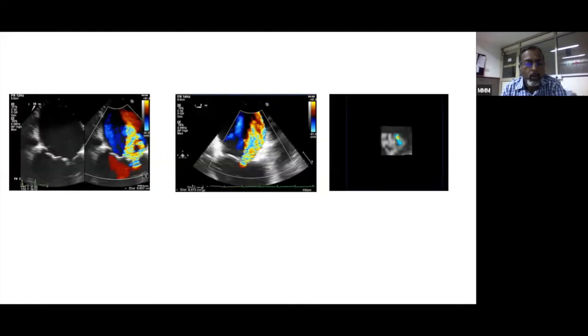So you should be able to see all three components, that is, below the valve, the flow convergence above, and the full jet width, and you measure the narrowest part distal to the valve orifice.